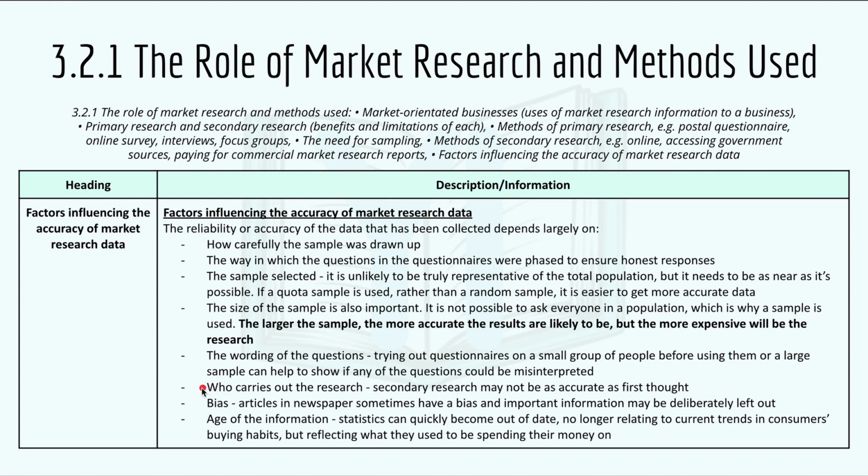And then we have who carries out the research, as secondary research may not be as accurate as first thought. And bias, as articles in newspapers sometimes have a bias. And the age of the information, as statistics can quickly become out of date.